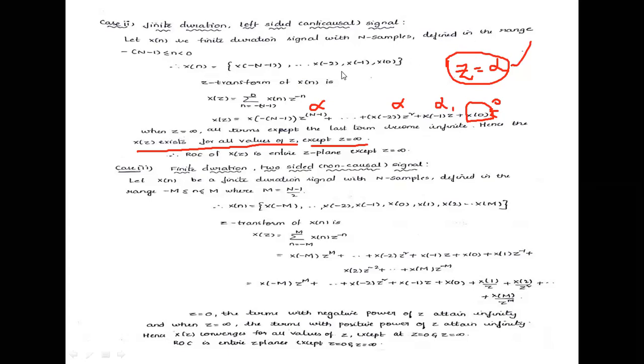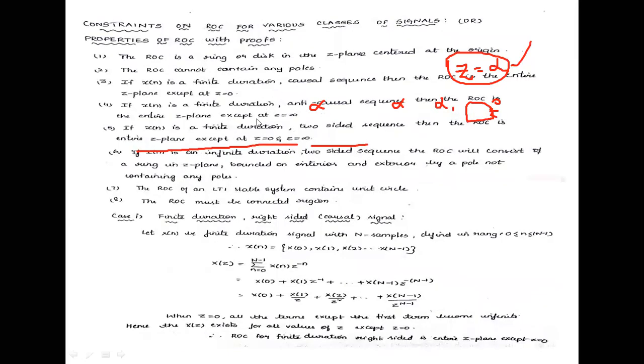Okay. See here, the fourth one, the case 2, what we prove here now: the x of n is a finite duration. Finite means minus of n minus 1 to 0. It is anti-causal, because causal means right-hand sided. Anti-causal means left-hand sided sequence. Then the ROC is the entire z plane except z is equal to infinite. Except z is equal to infinite, for the remaining all values it exists.